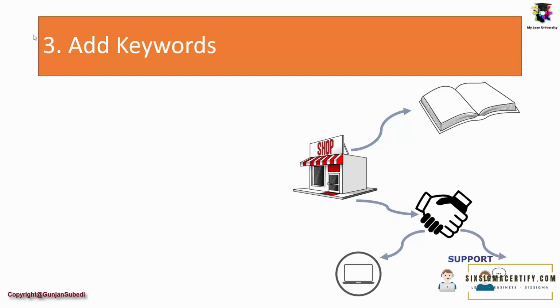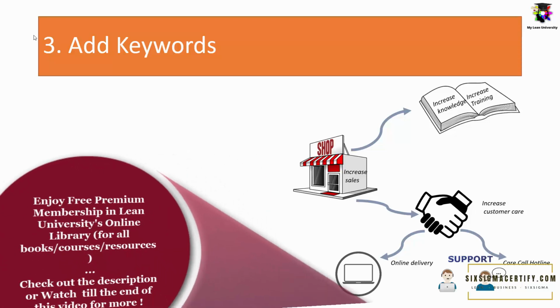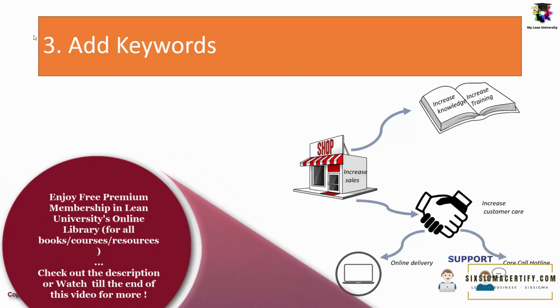The third step is the addition of the keywords. So here the keywords are increase of sales, increased knowledge, increased training, online delivery, increased customer care, and call hotline. Actually, we can delete the word increase also. We can just write sales or knowledge or training, customer care, delivery, and call hotline. That would be even better here.